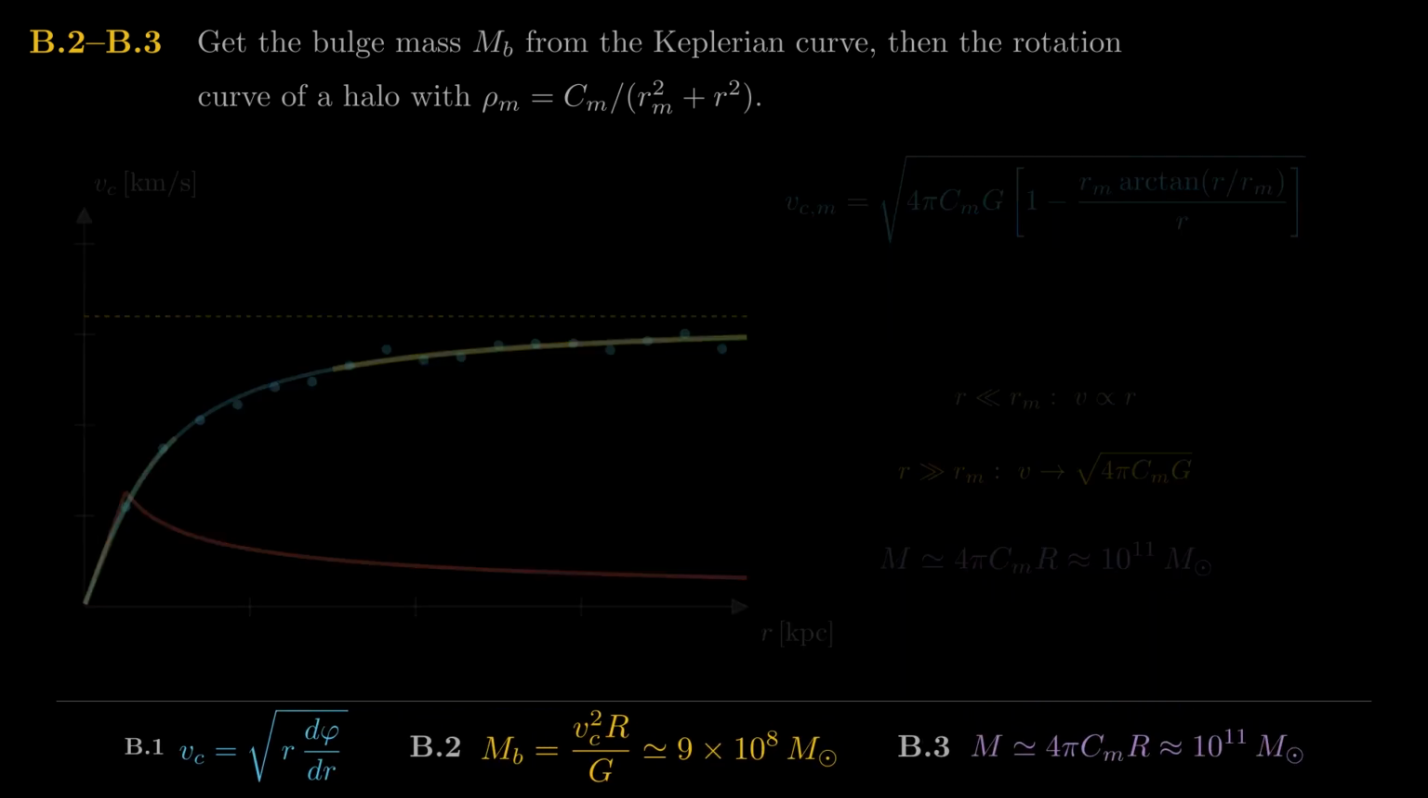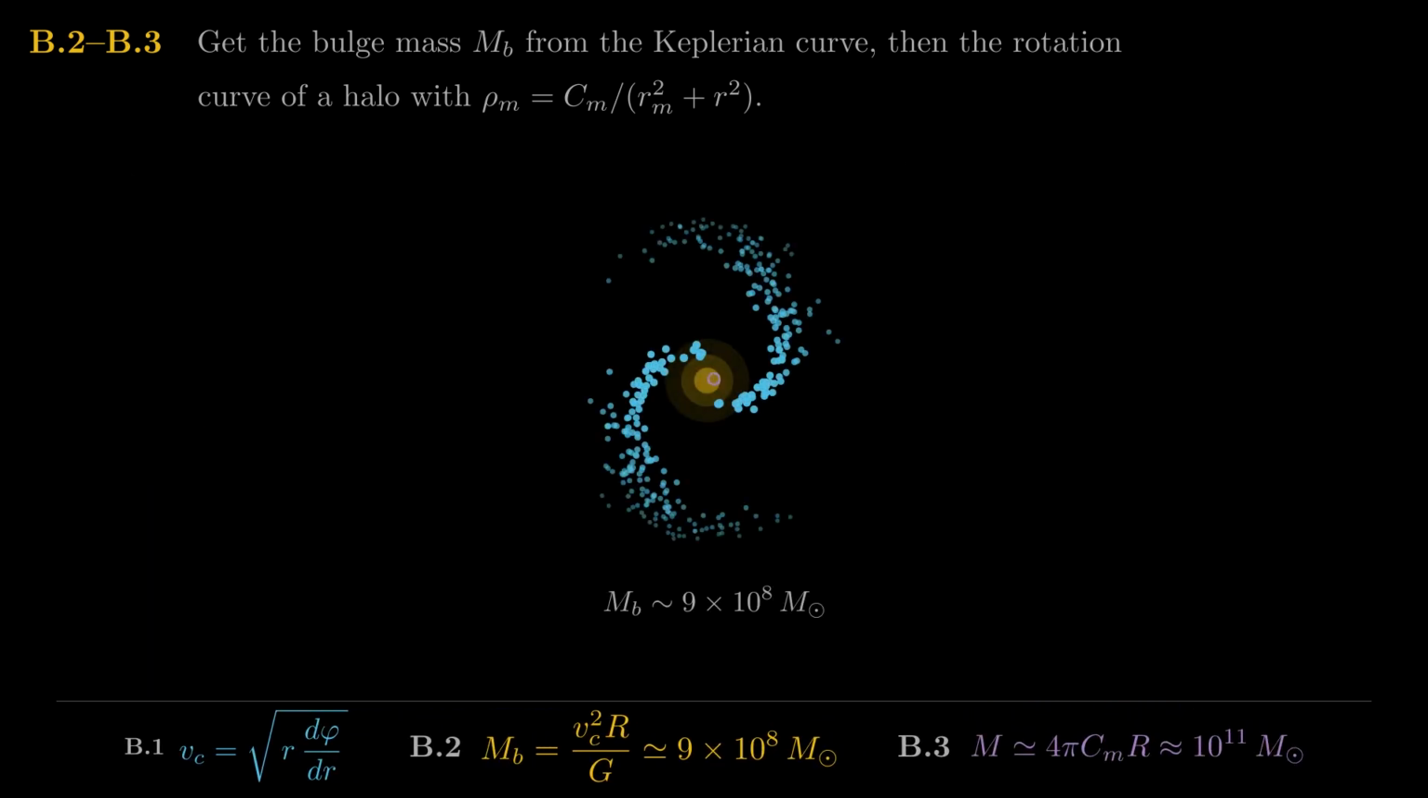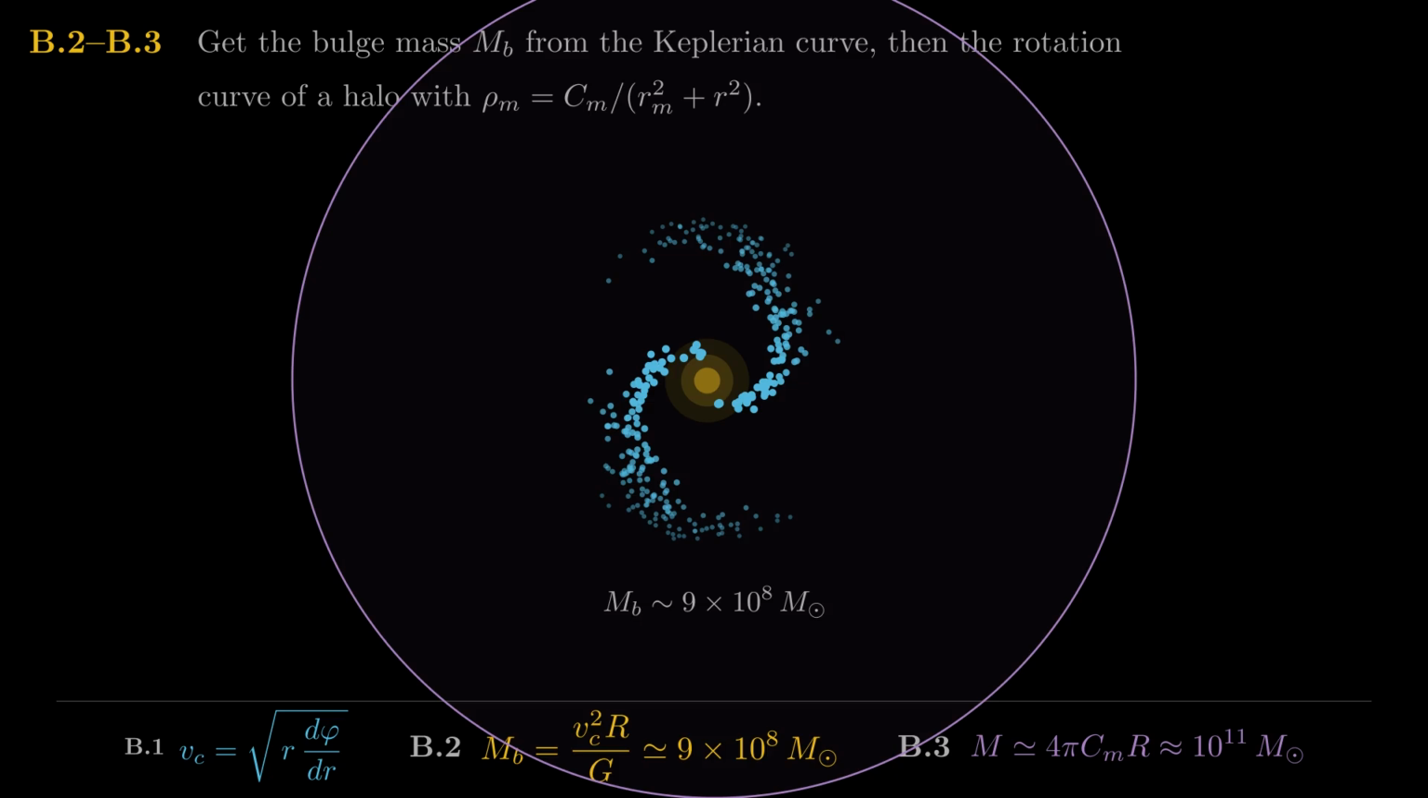This is everything the telescope sees. And this is what has to be there for the curve to come out flat. It does not shine, absorb, or reflect. It only pulls. We call it dark matter, which is a name that admits we do not know what it is.